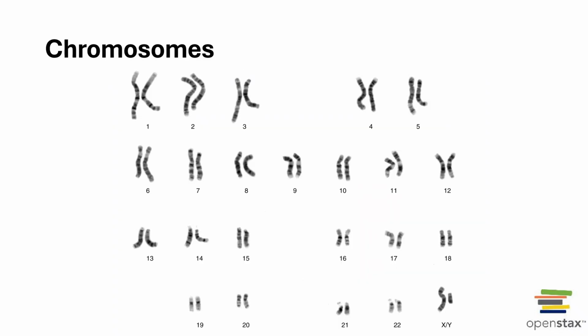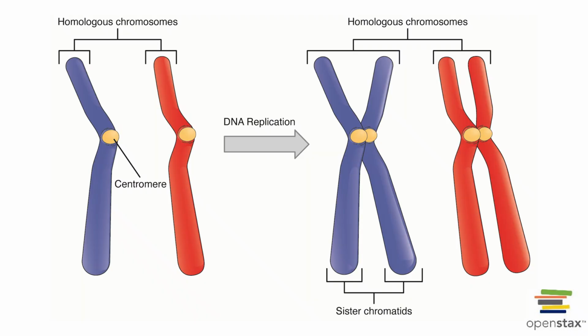Most cells of the human body are diploid somatic cells that contain 23 pairs of homologous chromosomes. Males have one X chromosome and one Y chromosome. During DNA replication, each chromosome is copied. After replication, each chromosome has 2 identical copies. These copies are called sister chromatids. Sister chromatids remain attached at the centromere.